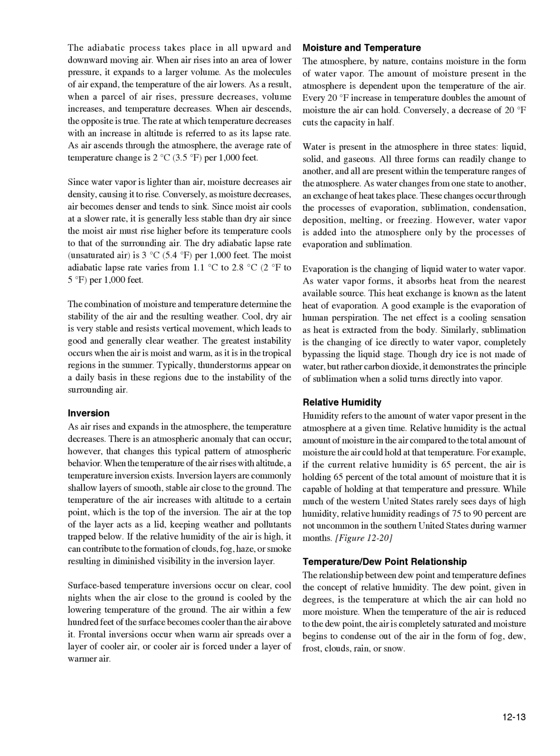Surface-based temperature inversions occur on clear, cool nights when the air close to the ground is cooled by the lowering temperature of the ground. The air within a few hundred feet of the surface becomes cooler than the air above it. Frontal inversions occur when warm air spreads over a layer of cooler air, or cooler air is forced under a layer of warmer air.